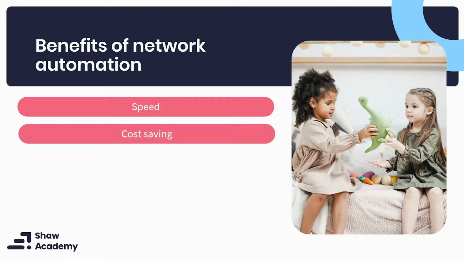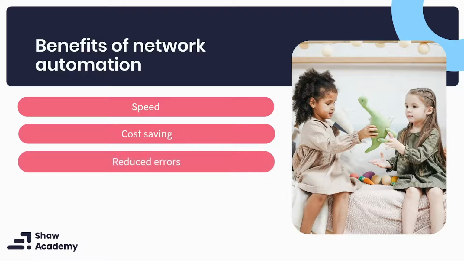It saves costs. Companies that use network automation save a lot of money. Traditionally, a company would have needed to employ someone to do these tasks, but with the use of the automated system, tedious and manual processes are eliminated. This saves the company time and money.